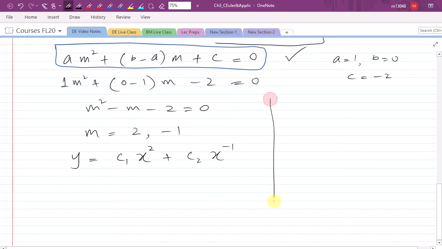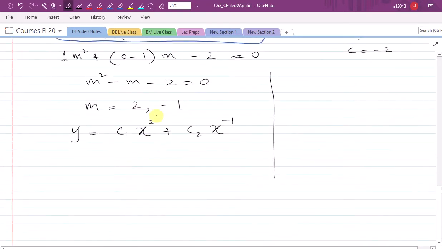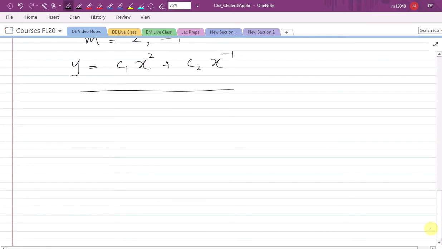Note the very important point here again. It is not e power anymore, because you see, how did we make the auxiliary? We started with x power m, not e power mx. So that's why m goes in the power of x, not the power of e. x power 2, because the solution is x power m. All right.